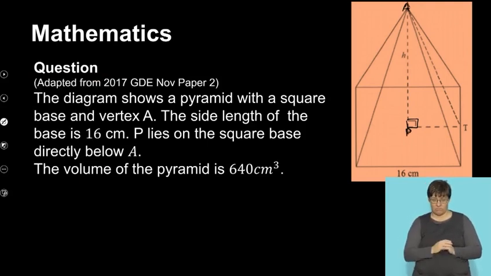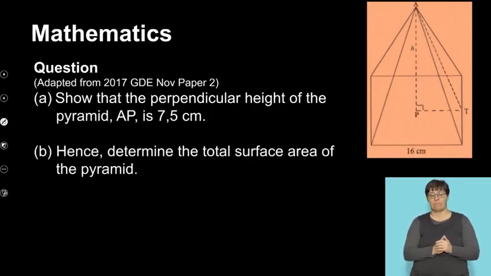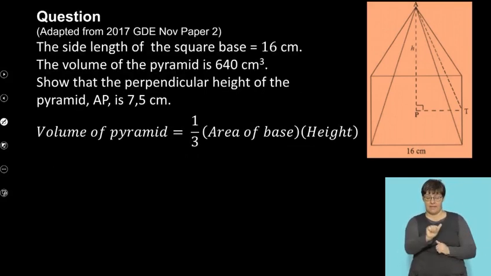So now that we have our introductory information, we've got our square base pyramid, and now I'm going to see what questions they actually want to ask me about it. So let's go to the next slide. We're first going to show that the perpendicular height of the pyramid AP is 7,5 centimeters. Then we're going to determine the total surface area of the pyramid. So let's go to A.